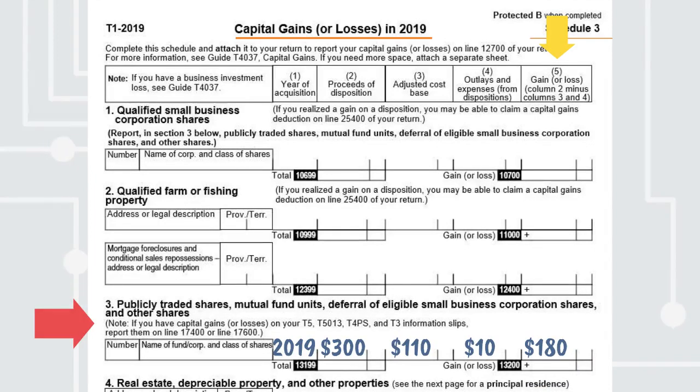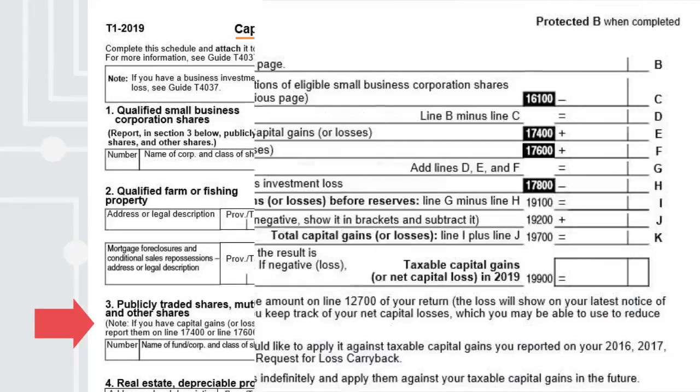In Canada, capital gains have an inclusion rate of 50%, which means you're going to have to take half of the $180, $90, and then list that on line 19900 on page 2 of Schedule 3, as you can see here.